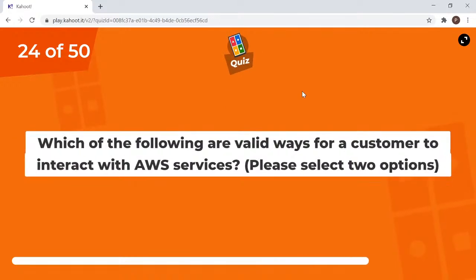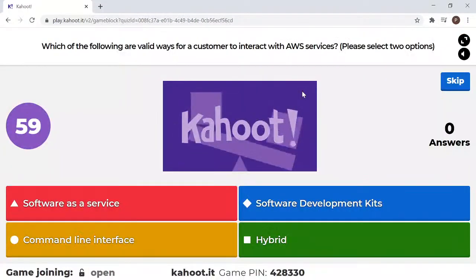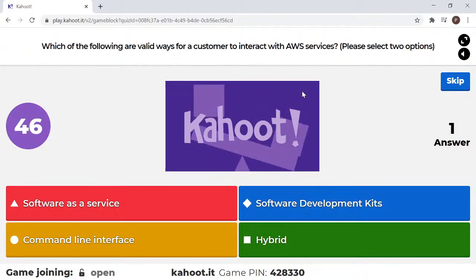Again, it's a multi-select question, so be careful while answering. Which of the following are valid ways for a customer to interact with AWS services? Software as a service, software development kits, command line interface, hybrid.